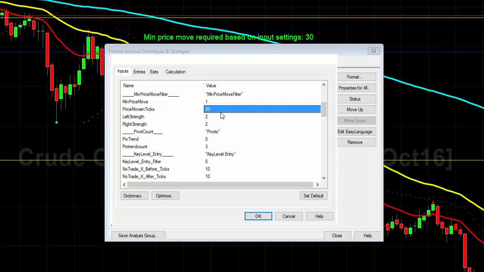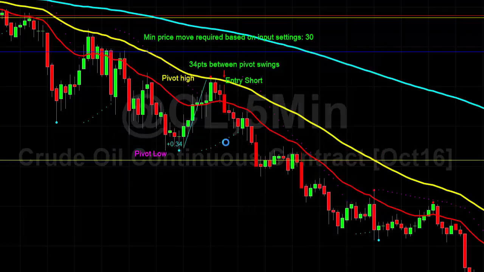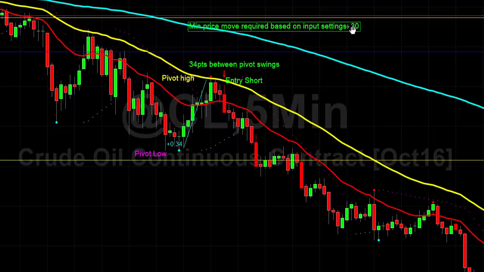I've got my left strength and right strength there as my settings. If we go back out for a second, you'll see I've got a minimum price move between my pivot high and my pivot low. I'm selecting what my pivot high and pivot low are, and typing into my strategy how many points I need. What I've said here is I'm going to require a minimum price move of 30 points before I take a trade.